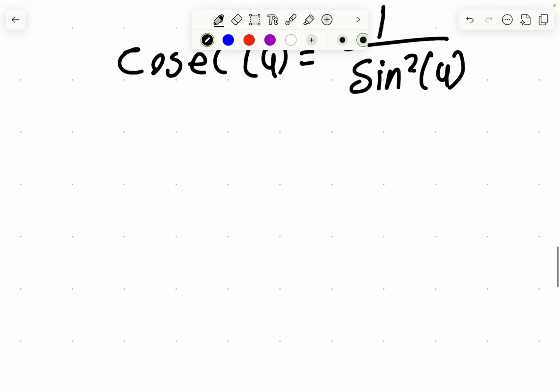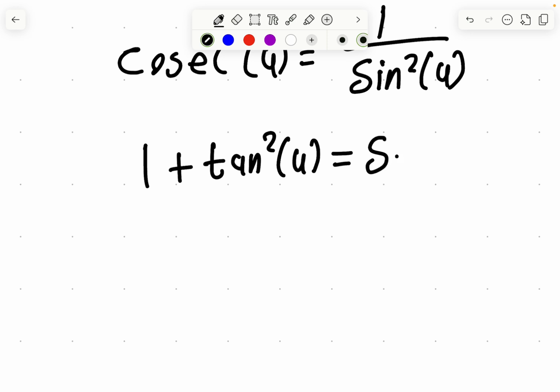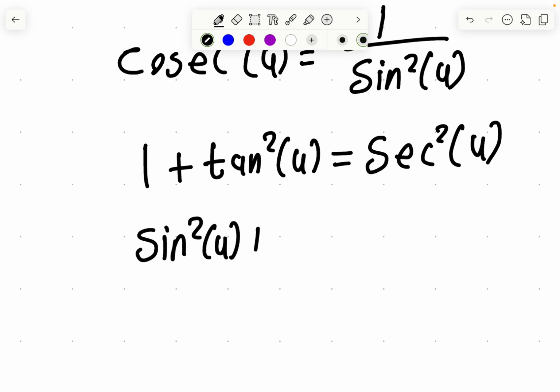Another identity is 1 plus tan squared u, which is the same as sec squared u, if I'm not mistaken. I might have done it vice versa, but I know it's that one. And another trig identity is sine squared u plus cos squared u, which equals 1.